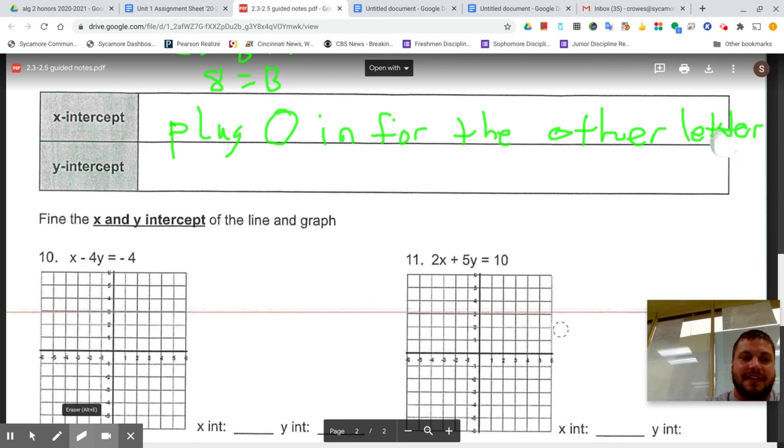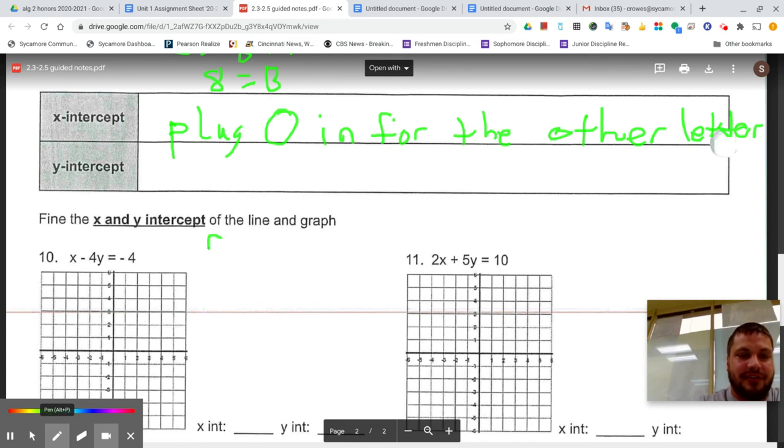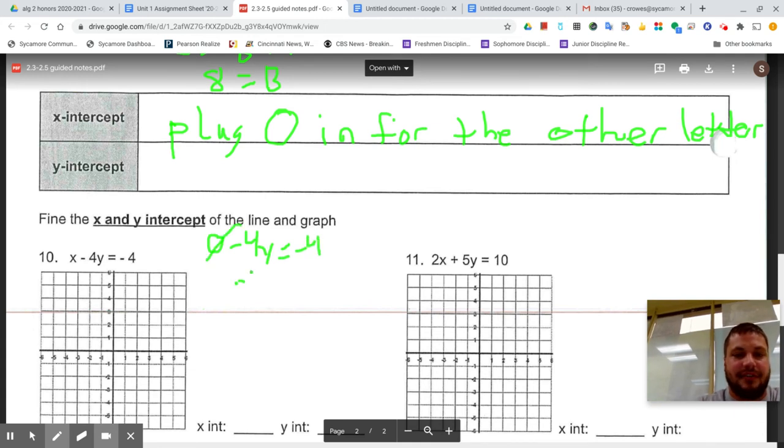If I want to find the x and y intercept and then graph this line, to find the y-intercept, I plug 0 in for x. 0 minus 4y equals negative 4. Don't need this 0, so negative 4y equals negative 4. Divide by negative 4, and I get that y equals 1. So my x value was 0, my y value was 1. 0, 1 is my y-intercept.